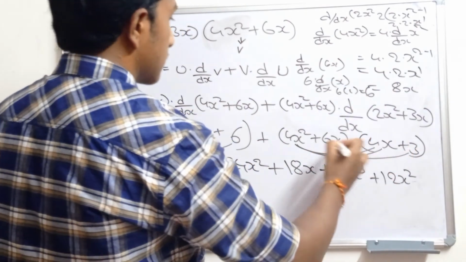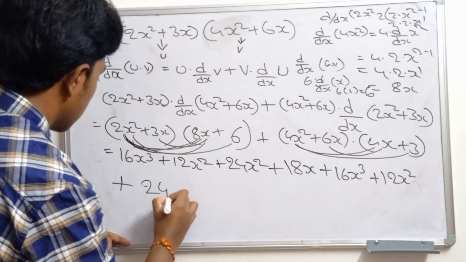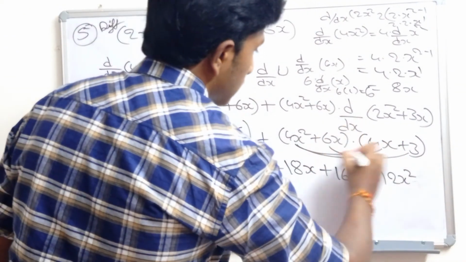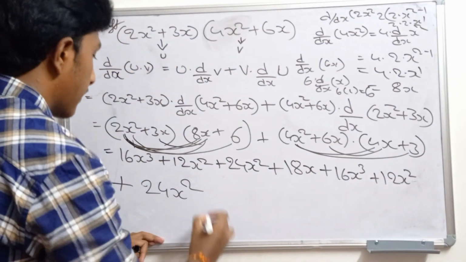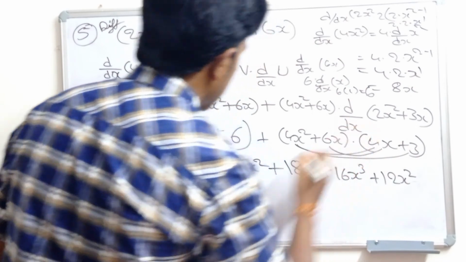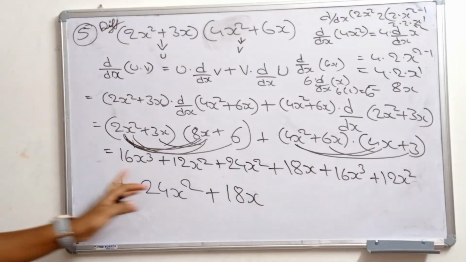6x into 4x, 6 4s are 24, 24x square. 6x into 4x means 24x square, plus 6x into 3, 3 6s are 18x. Guys, is it clear? This is the final answer.